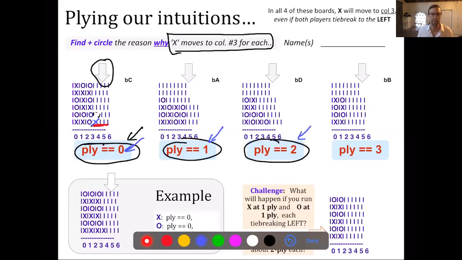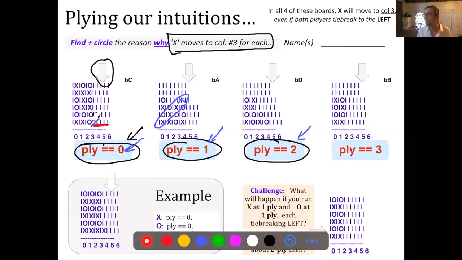Now I'm understanding this better. I'm sorry, this is my bad, right? And now it should be clear why column three is the right place to go. It's because column three is right there, and it's giving you this win. One move in the future, it's clear what you should do, why you should move in column three, because one move in the future, that creates a win for you.